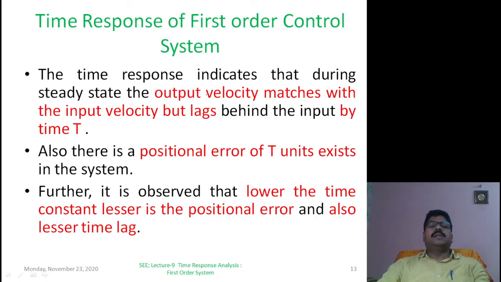So here you can see the output velocity matches the input velocity but lags behind the input by capital T. So this positional error of T units exists in the system. This steady state error is called the positional error of the system. As explained in the last slide, the lower the time constant, the lesser the positional error and the lesser the time lag.